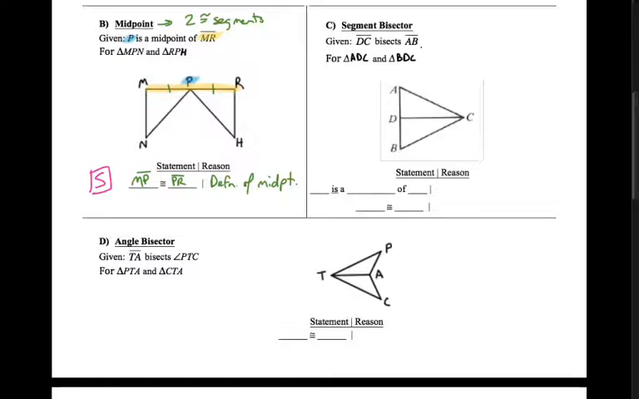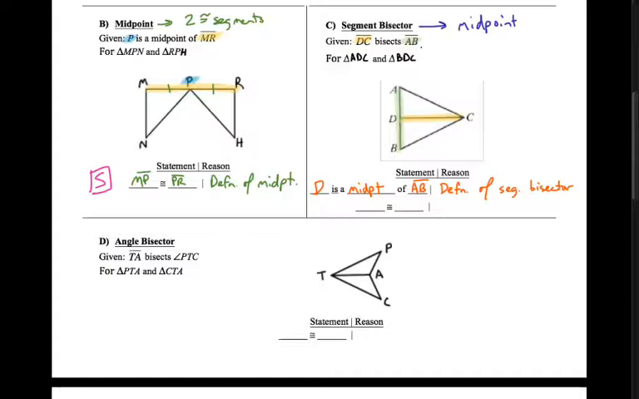Well, what if the given says that you have a segment bisector? Segment bisectors make midpoints. So if DC bisects segment AB, what is the midpoint? Well, D is going to be the midpoint of segment AB. Why is that? That's the definition of a segment bisector. Every time there's a segment bisector, there's a midpoint.